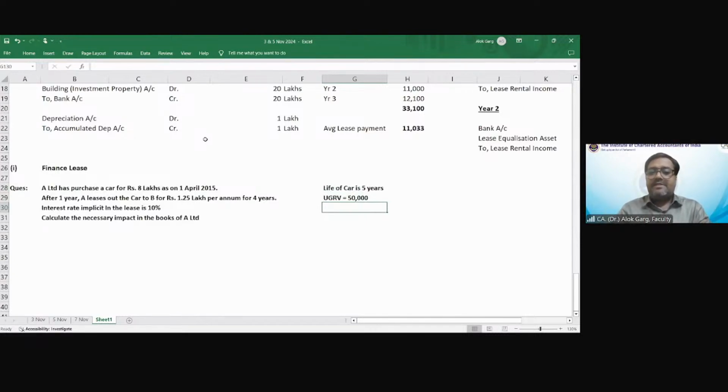A Limited has purchased a car for rupees 8 lakh on 1st April 2015. After 1 year, A leases out the car to B for rupees 1.25 lakh per annum for 4 years. So in the first 1 year, A Limited has used this car. What is the nature of this car when this car was purchased? What is the nature of this car in the books of A Limited? PPE. It was a property, plant and equipment. It was a PPE. Correct?